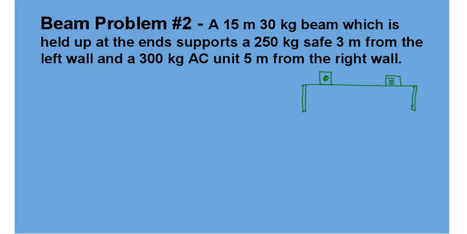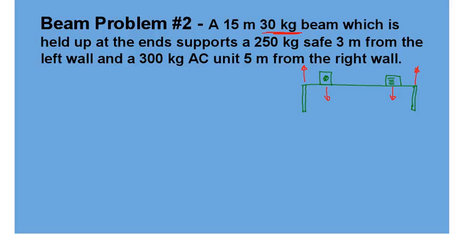You can see that the forces on this, the wall is going to push up, and the safe is going to push down, and the air conditioner is going to push down, or rather gravity is going to pull down on those two guys, and this wall is going to push up. There's actually one more force we should put in here. They gave us the mass of the beam. If they give you the mass of the beam or the weight of the beam, then they want you to put that in. The walls have to hold that up as well. And so we need to put in the weight of the beam.